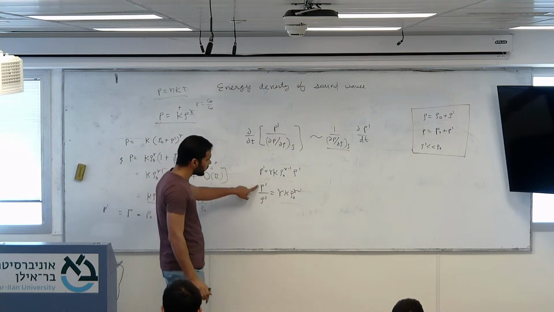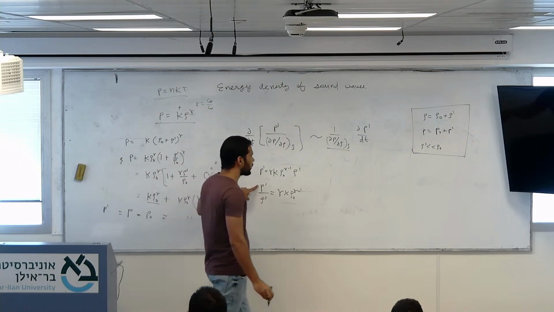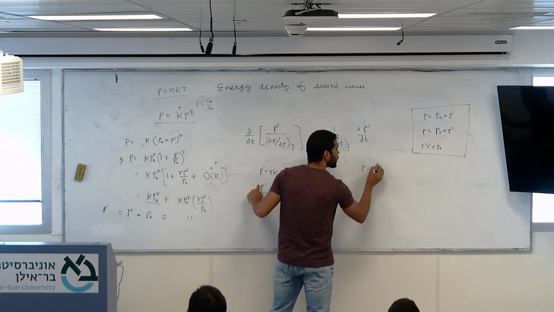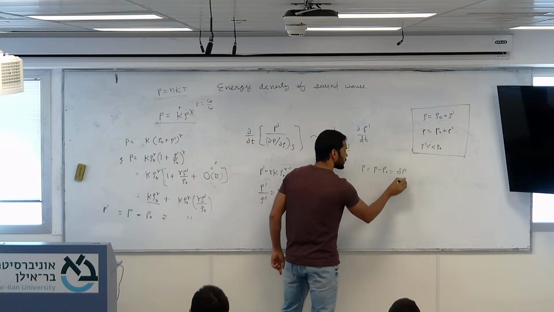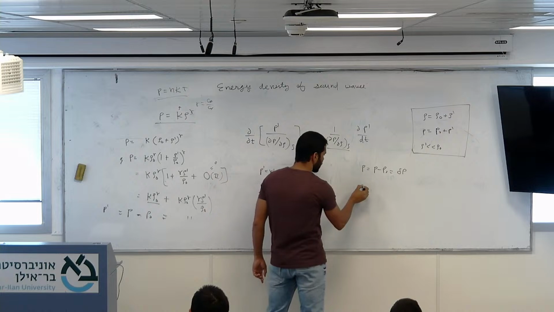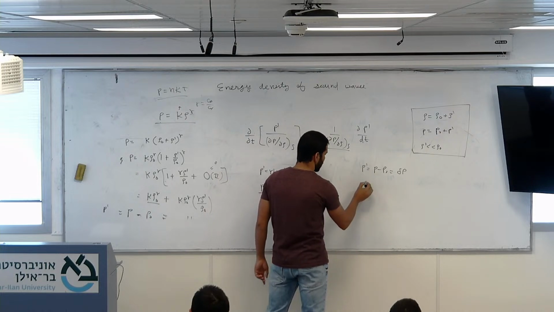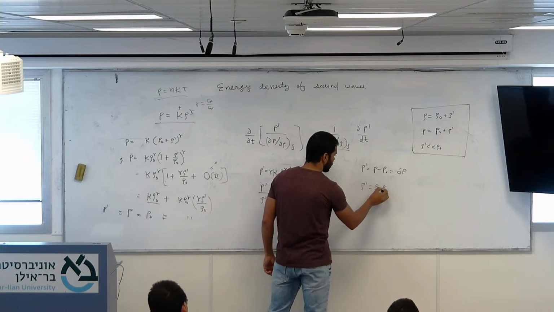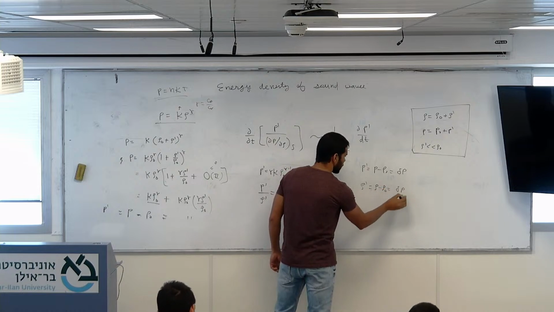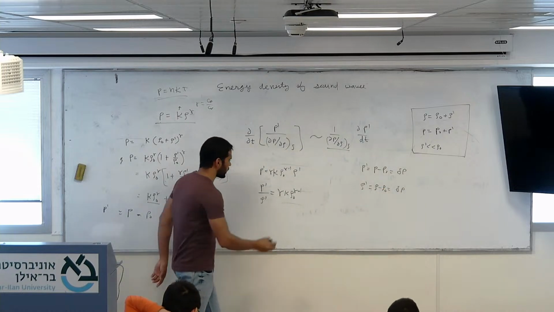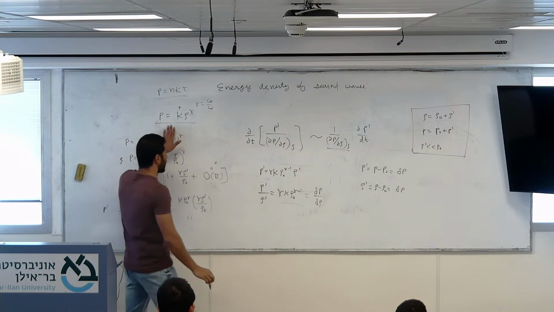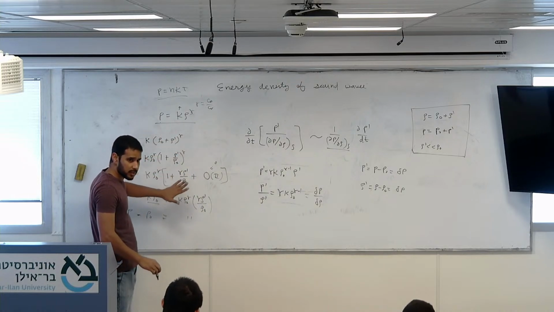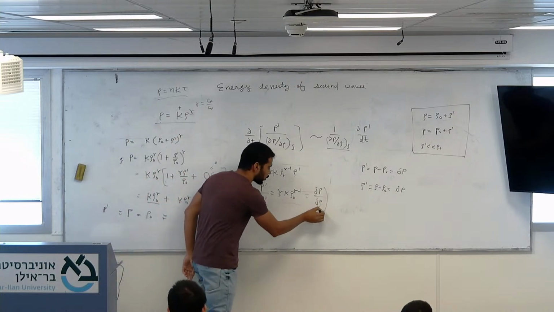what is P prime? P prime is P minus P0, the change in pressure. What is rho prime? It is rho minus rho 0. Just put it here. It is the adiabatic equation of state, so everything is at constant entropy. Okay? So this is automatically assumed.